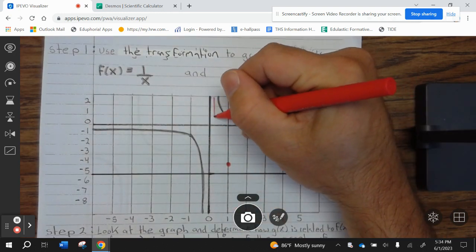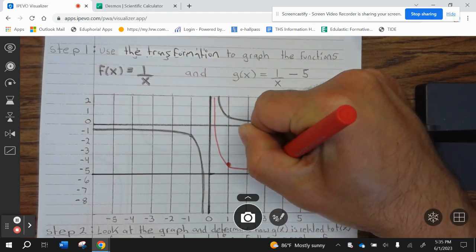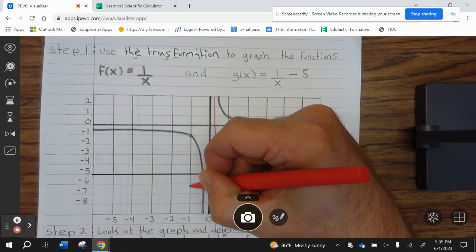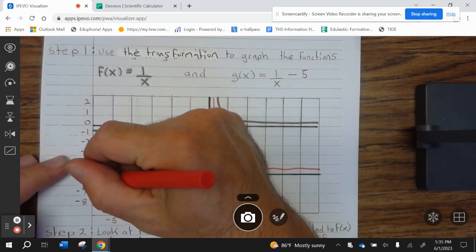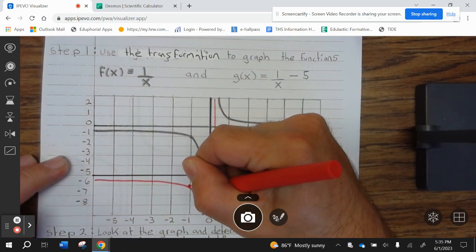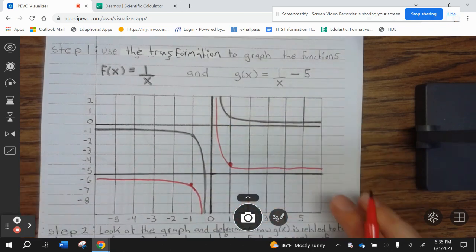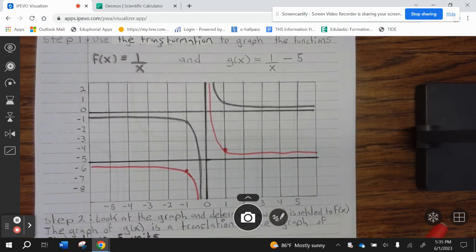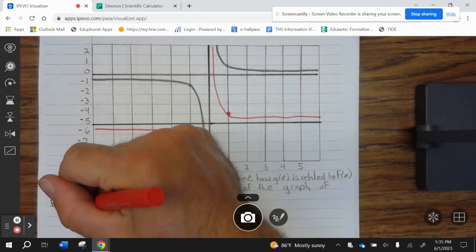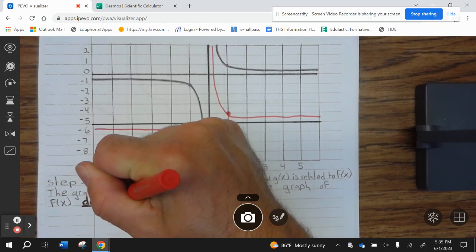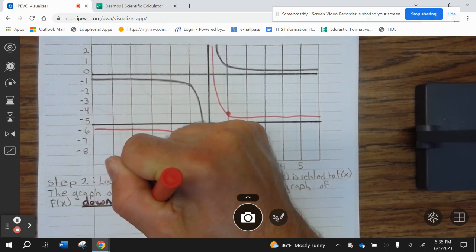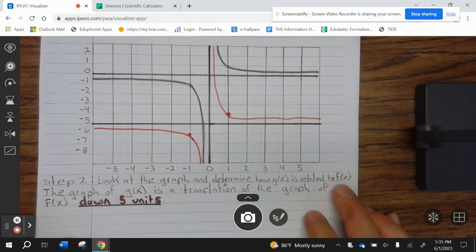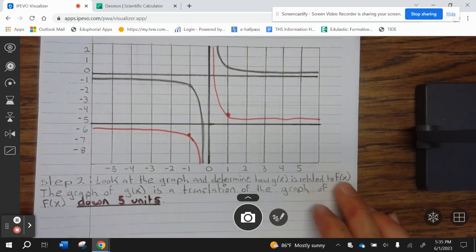So our graph looks like this, and then this point goes down 1, 2, 3, 4, 5. The graph looks like that. All right. So the graph went down 5 units. All right. Go ahead and finish up that example, and let's start looking at the next example.